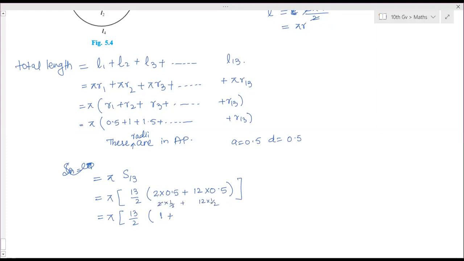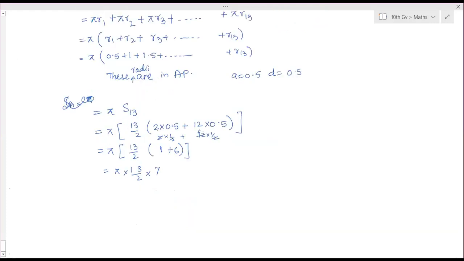So this and this get cancelled. It's 6. So 1 plus 6 is 7. So pi into 13 by 2 into 7. Now substitute the value of pi. Pi is 22 by 7, they have already given. Into 13 by 2 into 7. The 7 gets cancelled. 2 into 11 is 11. 11 into 13 is 143 centimeters.